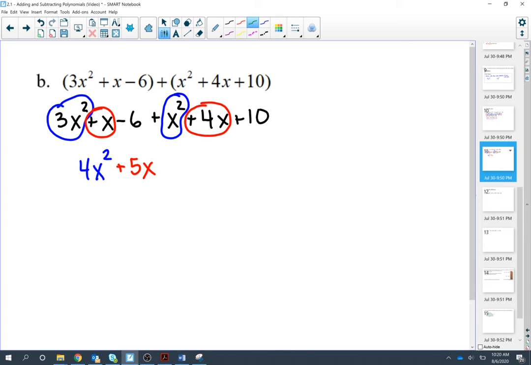Then I go look at my constants. I've got a -6. I've got a 10. That's just -6 plus 10, which is +4. And check your answer. Make sure, is it in standard form? And yeah, you go x squared, then you go x, then you go 4. So it goes 2, 1, 0, and we're all done.